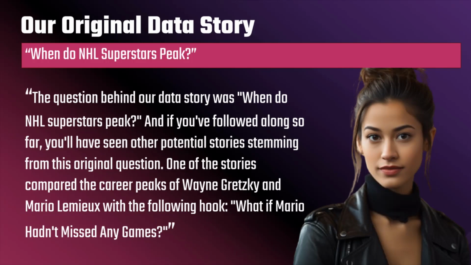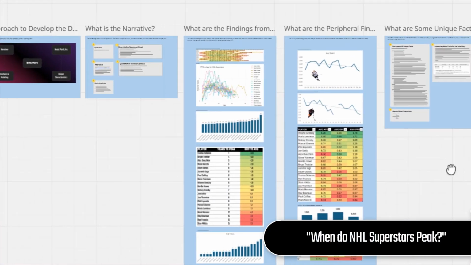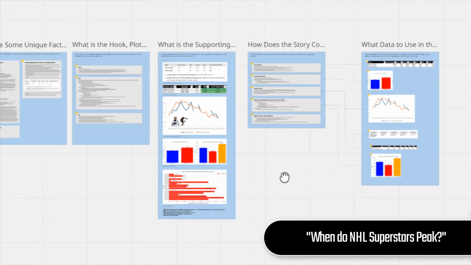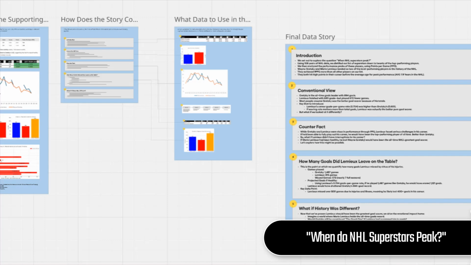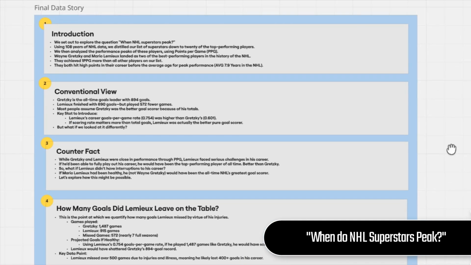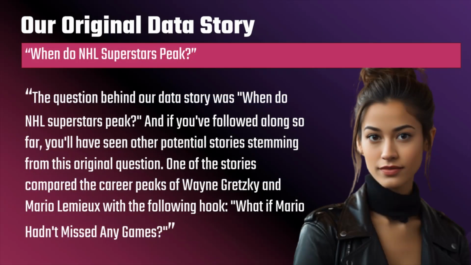If you remember, the question behind our data story was, when do NHL superstars peak? If you followed along with our videos, you'll have seen different potential stories stemming from this original question. One of the stories compared the career peaks of Wayne Gretzky and Mario Lemieux, which led us to the following hook. What if Mario hadn't missed any games? This is what we'll use to create the social.